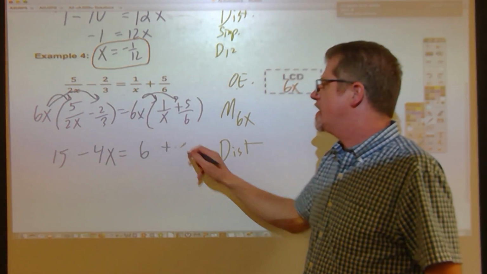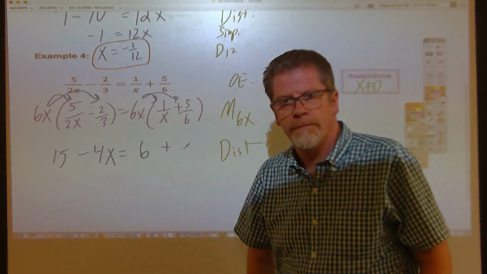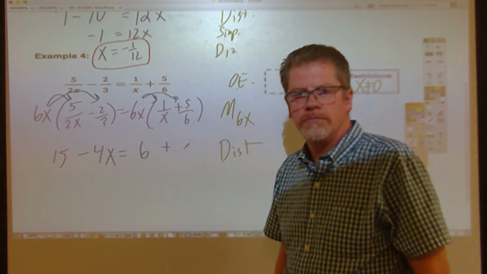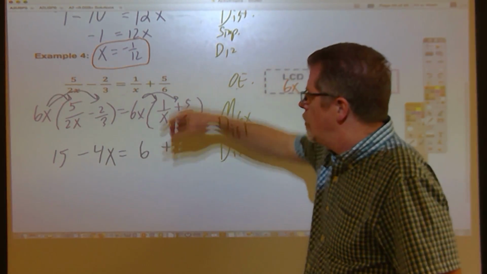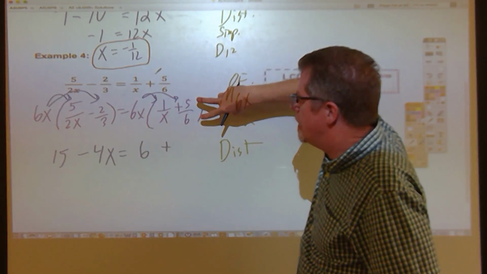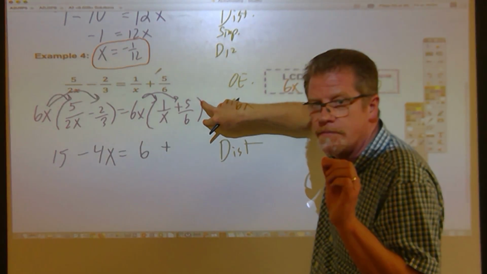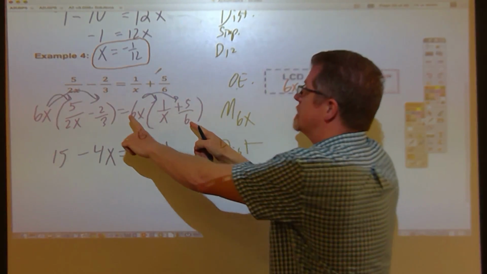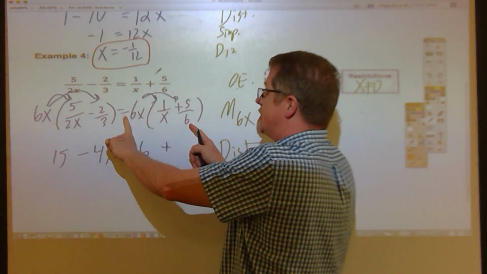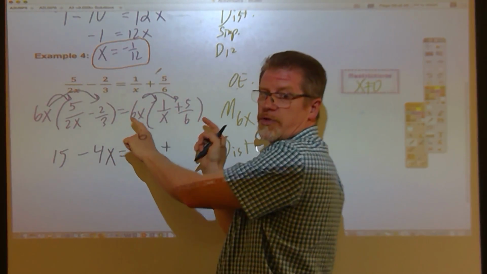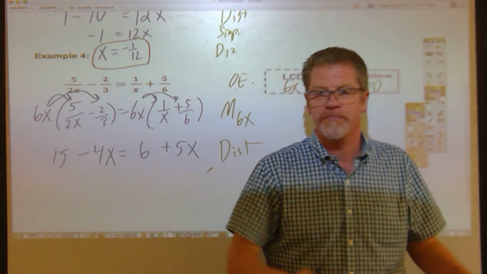Mason, would you tell me what you get for the second arrow of distribution? First of all, tell me this. When you multiply 6x by 5 over 6, what cancels? Actually, the 6's cancel. 6x times 5 over 6, the 6's will cancel, leaving you with what? 5x. That's it. That's all there is to it.